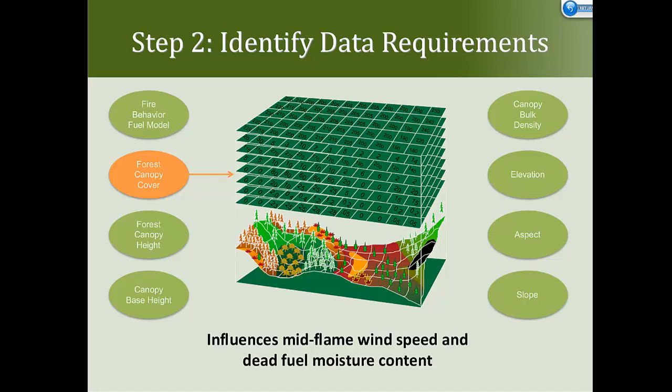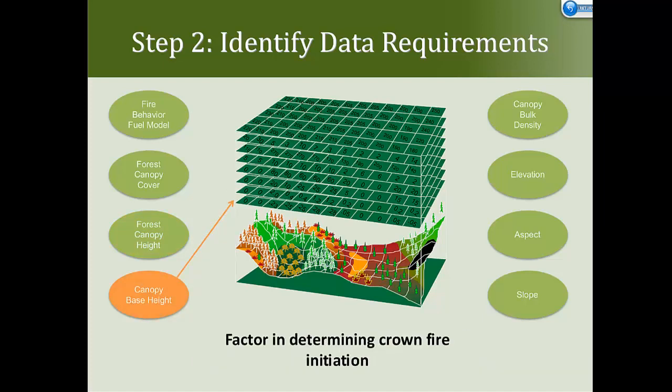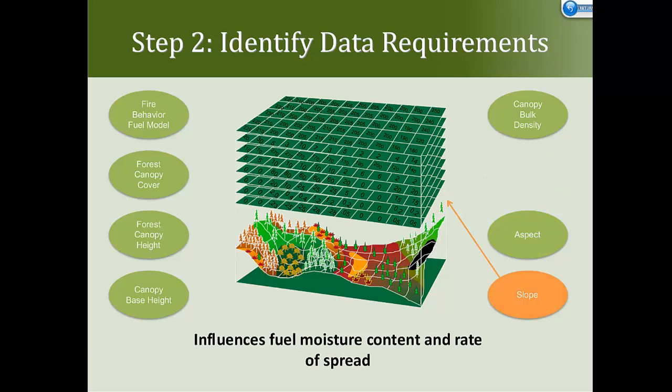Forest canopy cover influences your mid-flame wind speed and dead fuel moisture content. Forest canopy height also influences your mid-flame wind speed and the potential for embers to produce spot fires. Canopy base height is a factor in determining crown fire initiation. Canopy bulk density is a factor in determining crown fire type and crown fire rate of spread. Elevation influences fuel moisture content, mainly in regards to temperature. And aspect influences fuel moisture content and fire spread direction. And slope also influences fuel moisture content and the rate of spread.